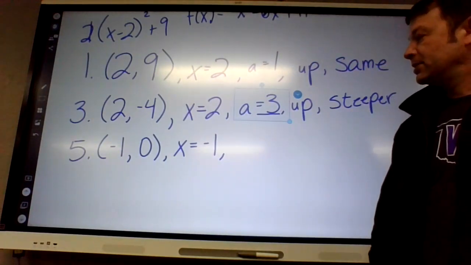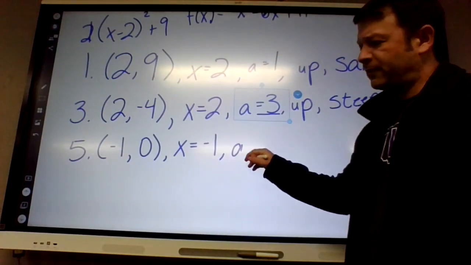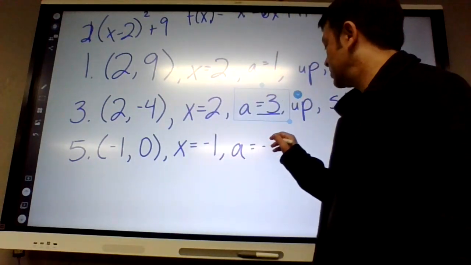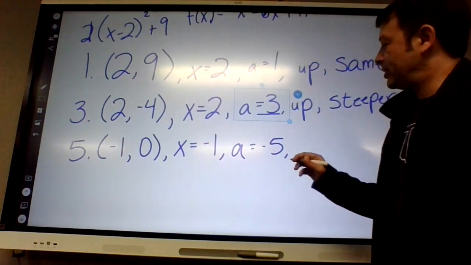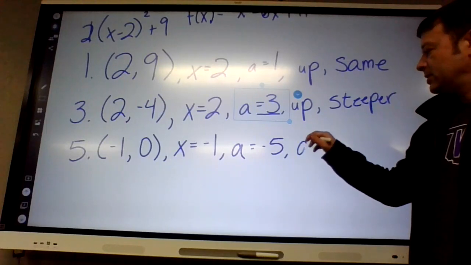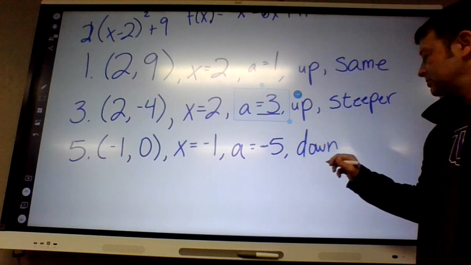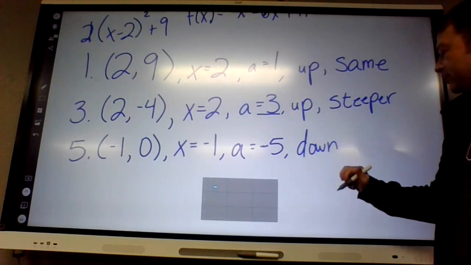What was the a value up in front? -5. Will the parabola open up or down? Down. How do we know it was down? Because the negative. Is it going to be steeper or flatter than normal?